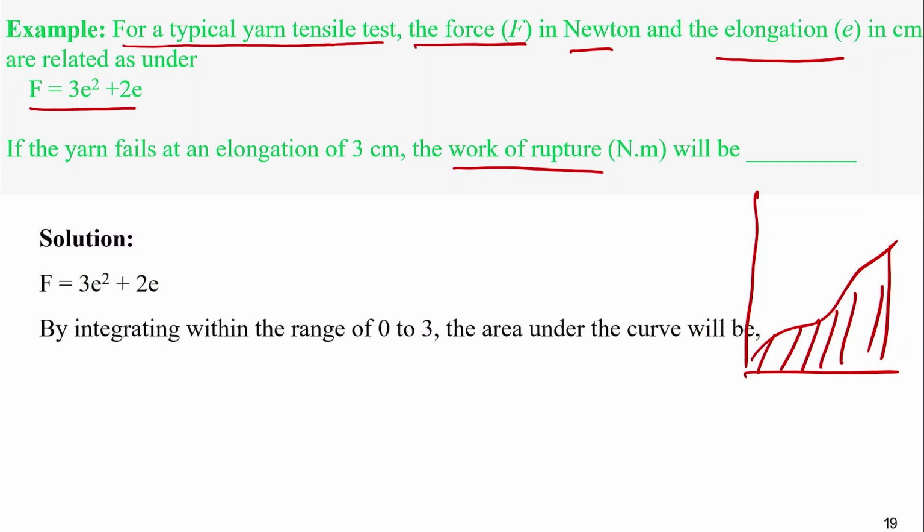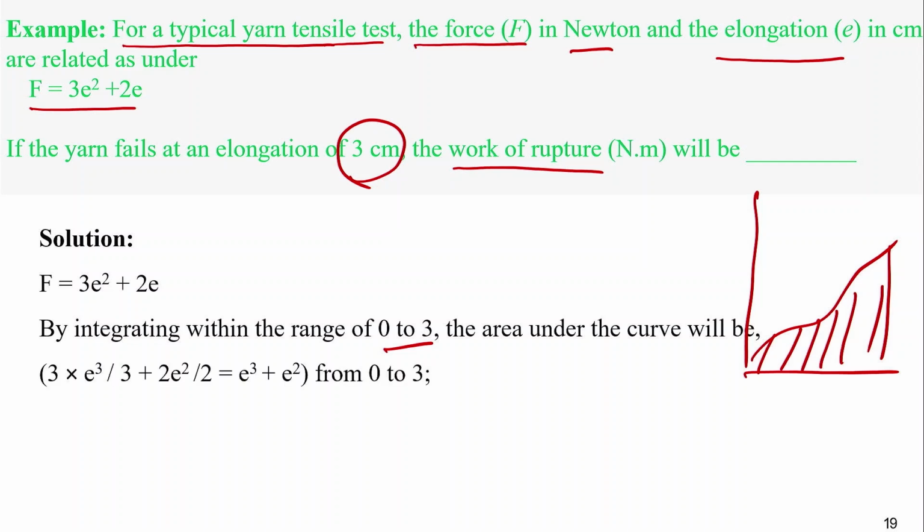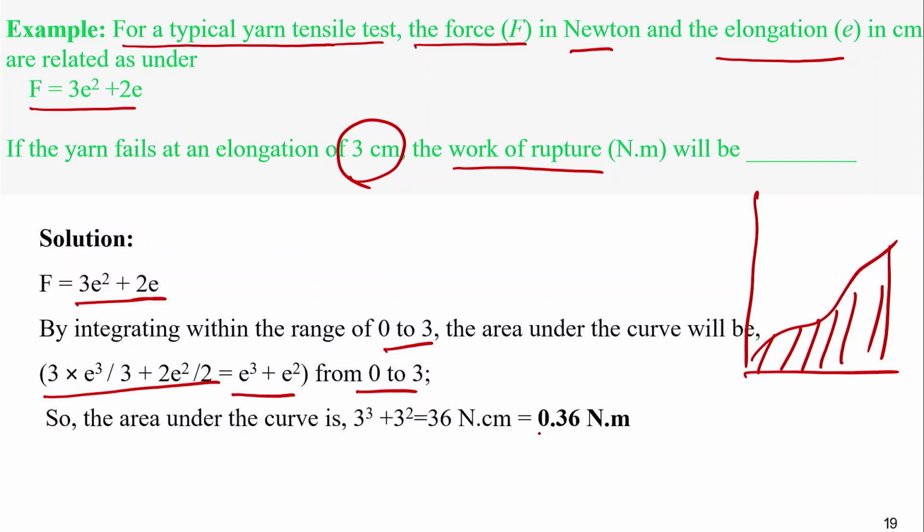You can see, by integrating within the range of 0 to 3 centimeter, because the yarn fails at 3 centimeter. So, the work of rupture till breakage will be the integration from 0 to 3. By integrating this equation we get 3E cube by 3 plus 2E square by 2. So, E to the power 3 plus E square, from 0 to 3. Within that range, we get the work of rupture 36 Newton centimeter, but here it is asked in Newton meter. So, it becomes 0.36 Newton meter.